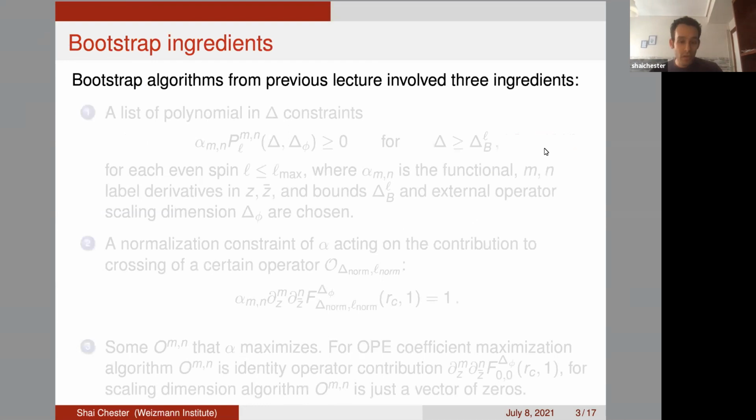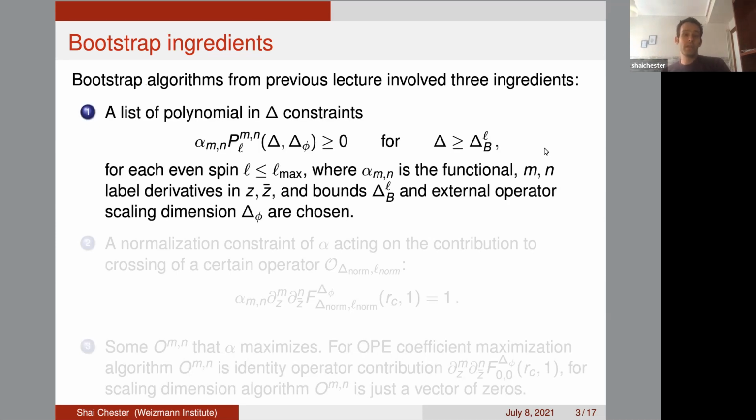Okay, so let's review the ingredients we had from the end of the previous lecture, which is what we're going to be using to bootstrap a single correlator. So the first ingredient is a list of polynomial in delta constraints. So this P is the polynomial in delta. The labels M and N refer to the fact that this polynomial was constructed by taking derivatives in Z and Z bar around the crossing symmetric point of a block minus its crossed version. The label L just refers to a block of which spin. And so recall that we include all spins up to a certain L max. This alpha mn is the functional, which is acting on this polynomial in delta.